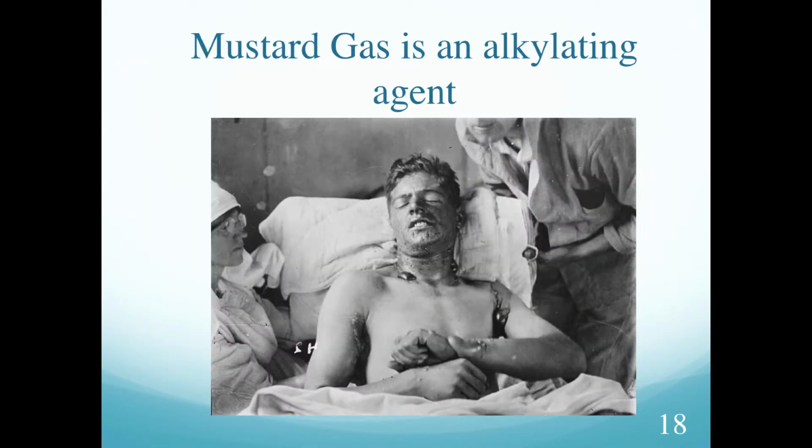Now, this is an example of an alkylating agent, mustard gas. This young man in World War I was subjected to alkylating mustard gas, and it caused mutations and burns within his body. Now, it's important to note that so long as these mutations did not affect his sperm cells, he will not pass these mutations on to the next generation. So these are somatic mutations.